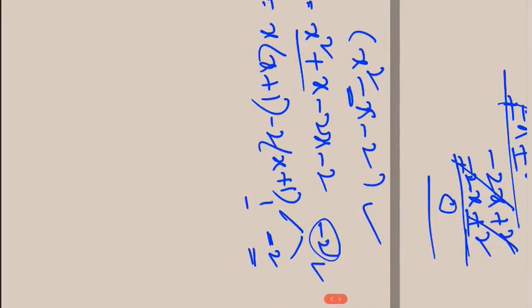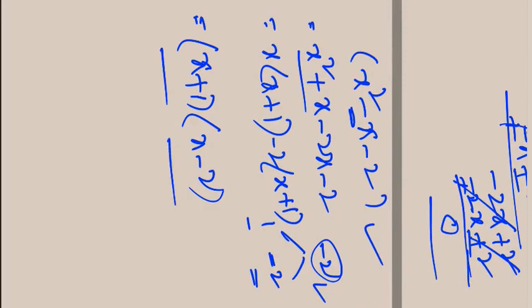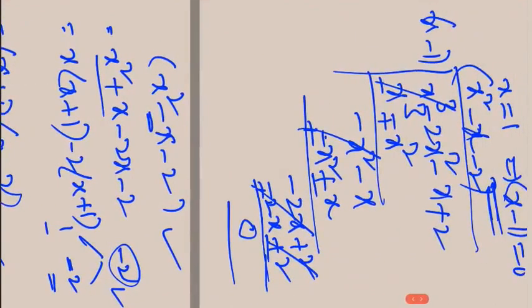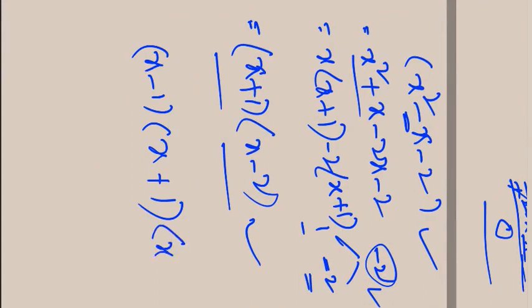Then finally, x plus 1 taken out common, then x minus 2 is left. So these two are the other two factors for the given polynomial. Already we got x minus 1 as a factor. So finally x minus 1, x plus 1 and x minus 2, total 3 factors we got. In this way we can find the factors for the given polynomials.